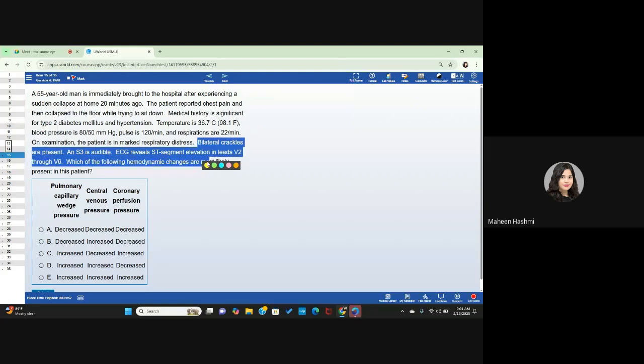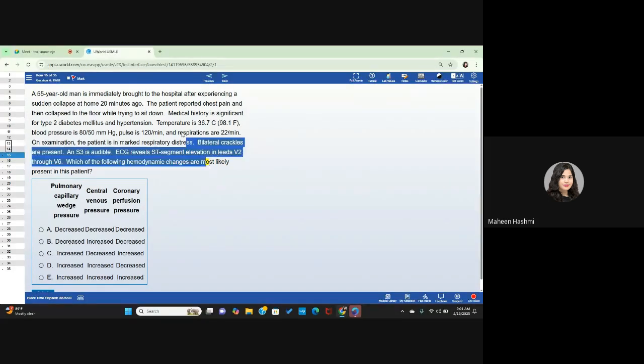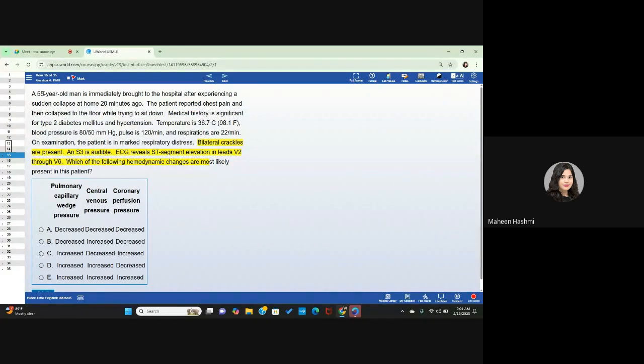Bilateral crackles are present and S3 is audible. ECG reveals ST segment elevation in leads V2 through V6. Which of the following hemodynamic changes are most likely present in this patient? All right, so what happened? There's this 55-year-old man. He comes to the emergency department after he collapsed 20 minutes ago. The patient reported chest pain. And then there's diabetes and hypertension. Blood pressure is 80/50. He's in distress. There is STEMI that's going on.